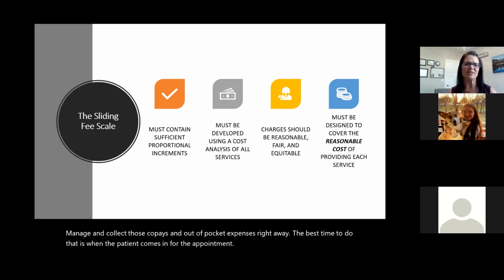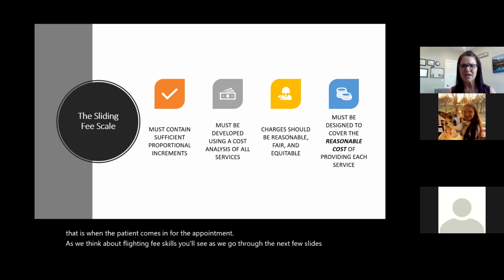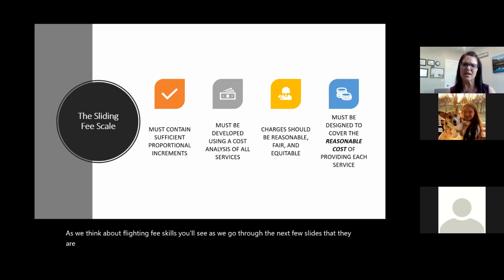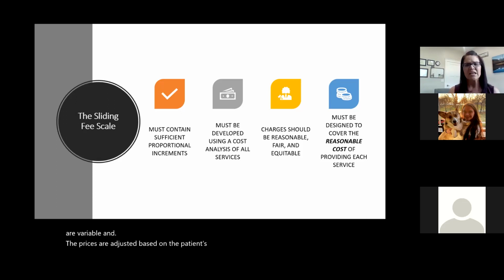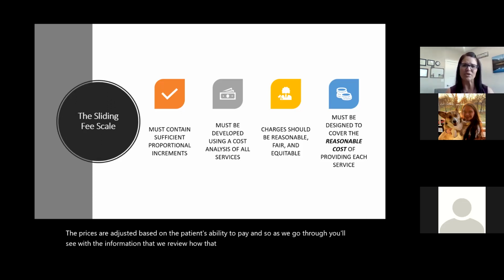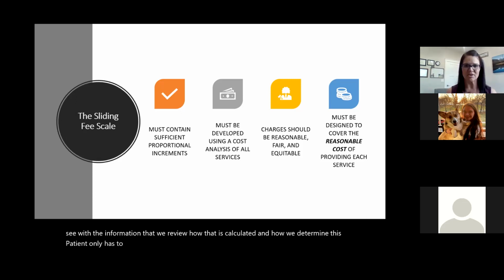As we think about sliding fee scales, you'll see as we go through the next few slides that they are variable, and the prices are adjusted based on the patient's ability to pay. And so as we go through, you'll see with the information that we review how that is calculated and how we determine this patient only has to pay 20% of our charge master rate, where this patient needs to pay 80%. And it's all based on their level of income.